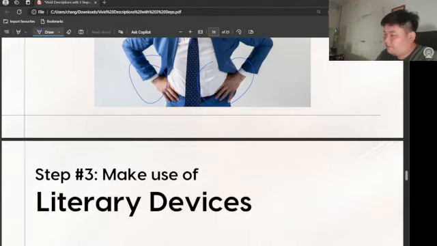Now, the third way really is to make use of literary devices. So I presume your teachers will have gone through these with you. If you are a Sec 1 or 2 student watching this, you would learn more of it in time. For the Sec 3s and Sec 4s, you all should know these already. So we are talking about things like metaphors, similes, personification, what else? What else are there?